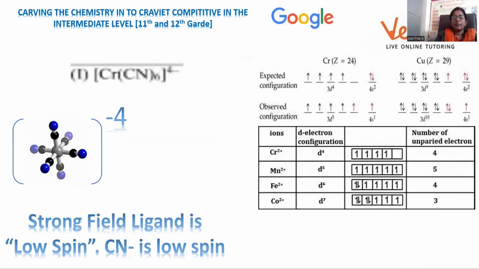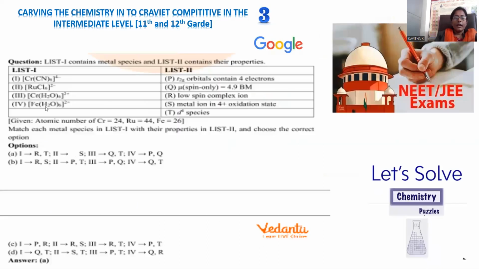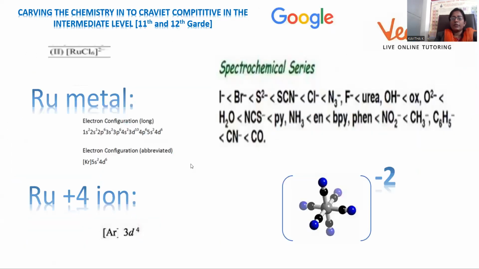What they are saying about that one? In case of this one, they are saying about P and Q. P: the t2g orbital contains 4 electrons, and Q is also correct: the mu value will be 4.9 Bohr magnetons. These two should be satisfied. Let's see whether it is correct or not. The t2g orbital should contain 4 electrons, and the magnetic moment must be 4.9 Bohr magnetons. Let's see about that one.